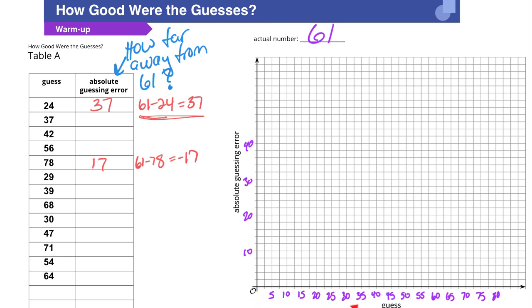You can use this as a guide for labeling your axes. Down here, I went by really 2.5, so every 2 lines was 5. And then going up, I did every line was 2, and I numbered 10, 20, 30, and 40. You can see here I've gone ahead and labeled my 2 points right here. When my guess was 24, my error was 37, and when my guess was 78, my error was 17. Go ahead and finish your table and graph your points, and you should start to see a distinctive V-shape form.